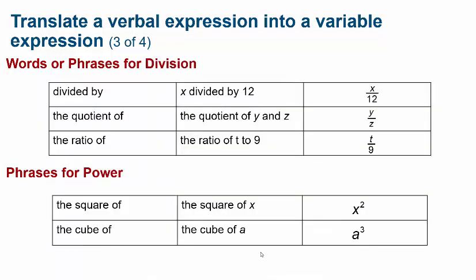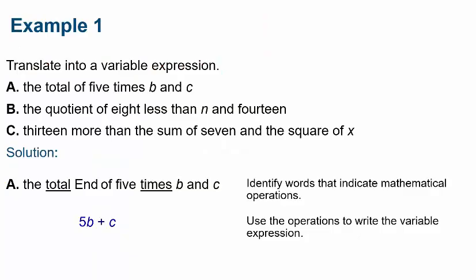All right, keywords for division: divided by, the quotient of, the ratio of. These are things that signify division. So when you see something like the ratio of t to 9, that would just be t divided by 9. All right, here are some phrases for power. The square of x would be x squared. The cube of a would be a to the 3rd power. The 5th power of y would be y to the 5th. Things like that signify when you're raising something to an exponent.